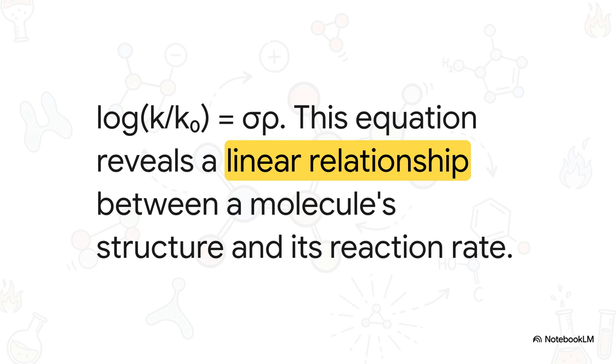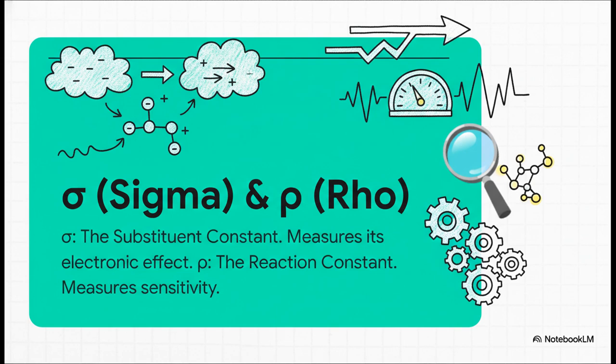It's what's called a linear free energy relationship. And what it basically says is that there's a simple, predictable connection between a molecule's structure and how fast it reacts. This was huge. It was the first real mathematical bridge between kinetics, how fast things go, and the underlying stability of the molecules themselves. The equation has two really important parts.